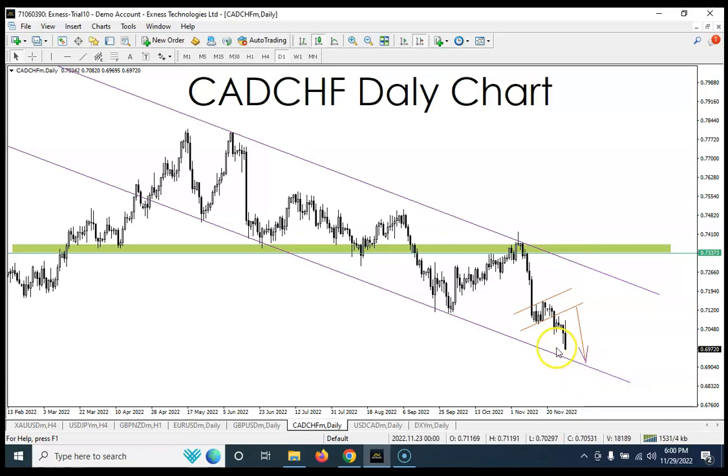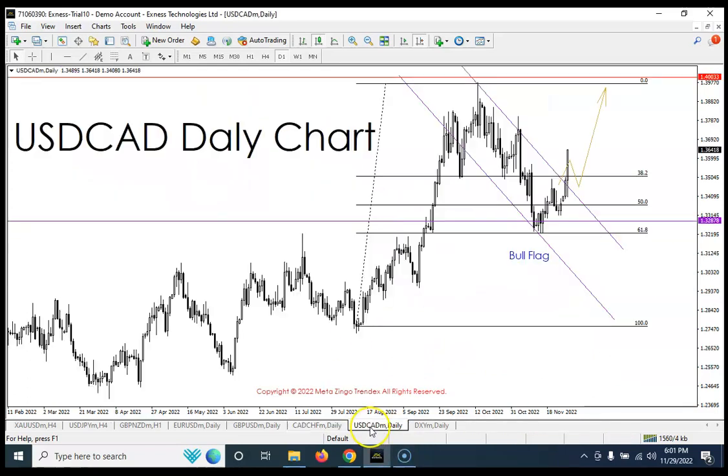So for me, until price comes to this support level, I will not look for any opportunity. I will look for a bearish opportunity, a sell opportunity. However, I will look for a buy opportunity to the upside if I see price at the support level. Otherwise, I will not take this trade. So that is our conclusion on CADCHF, looking at it from the daily time frame.